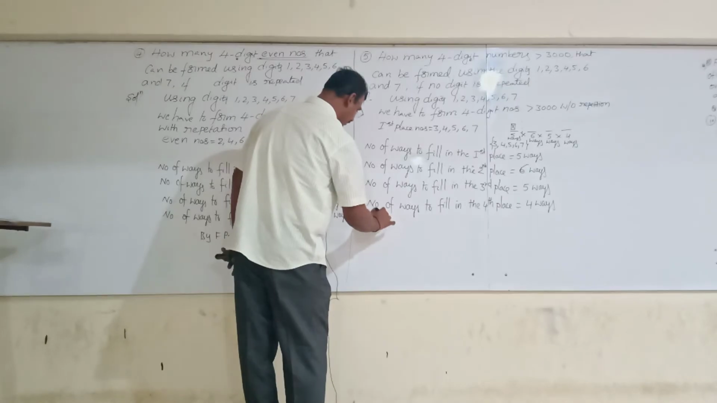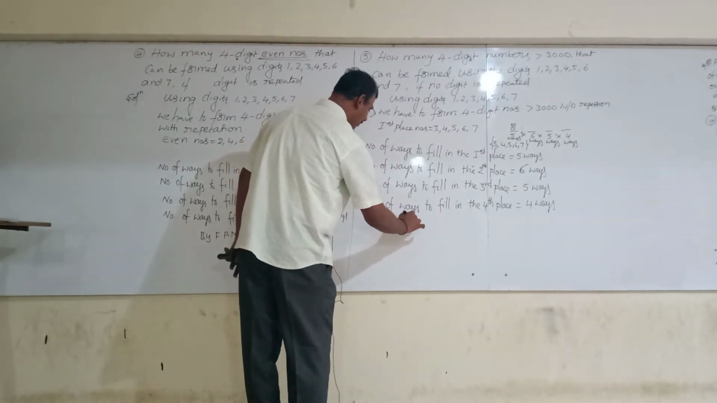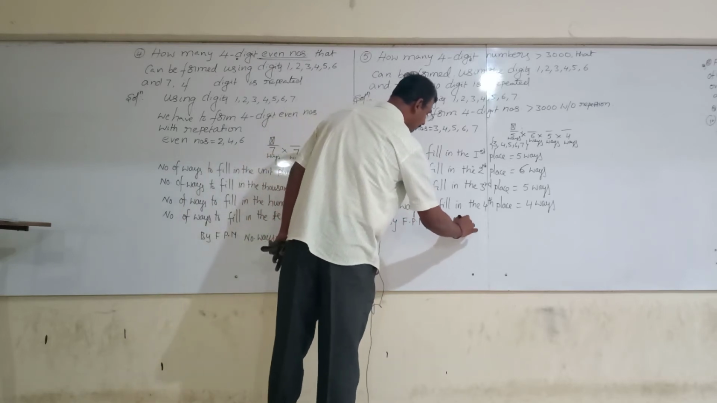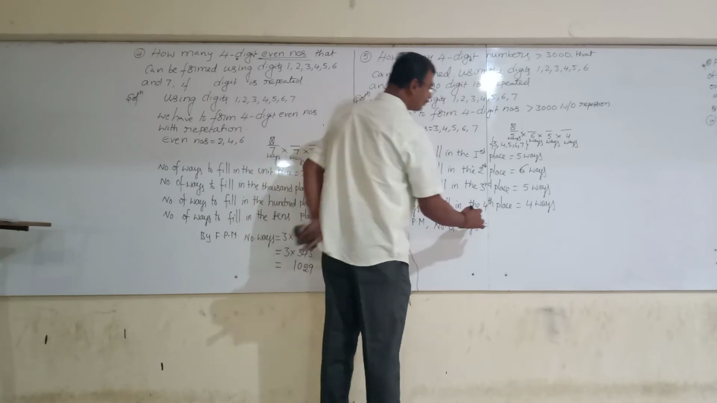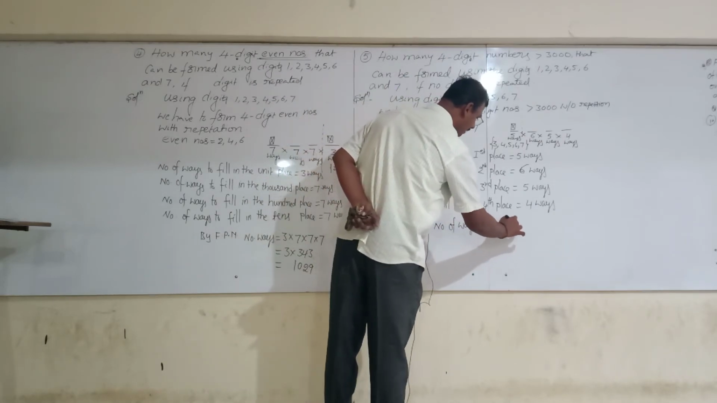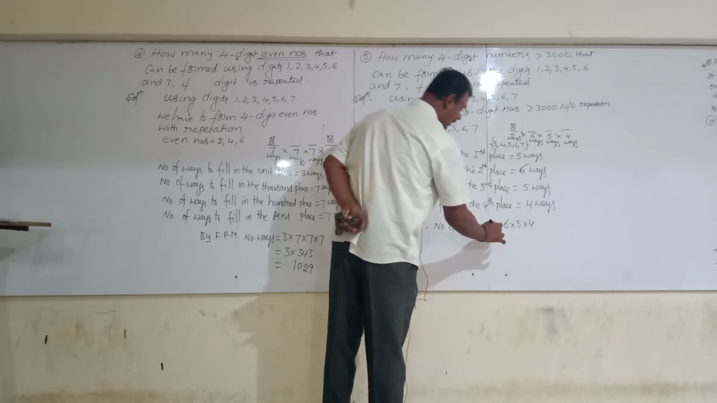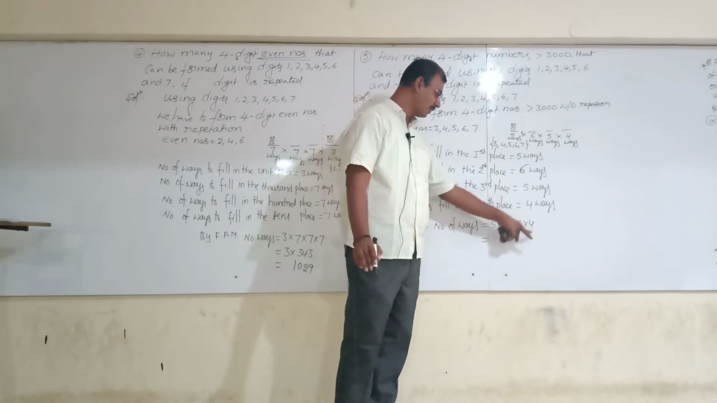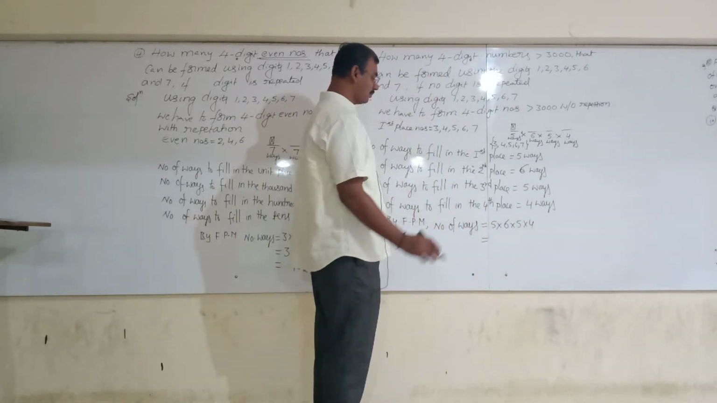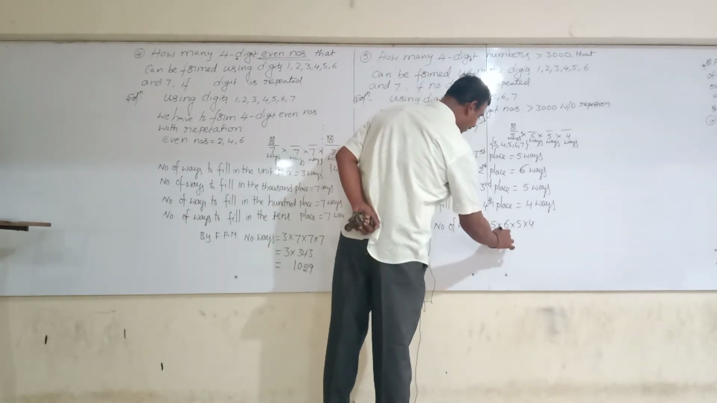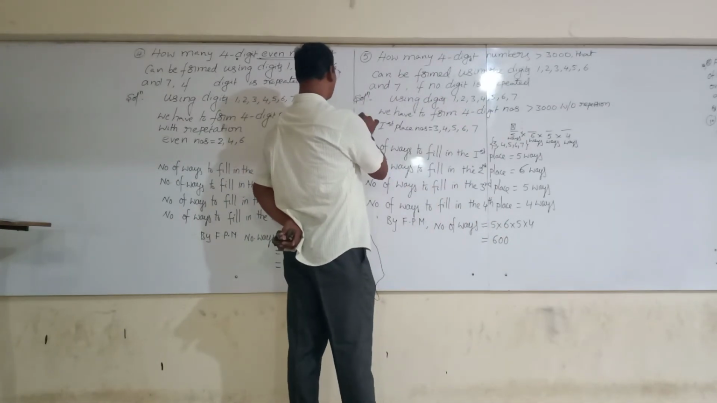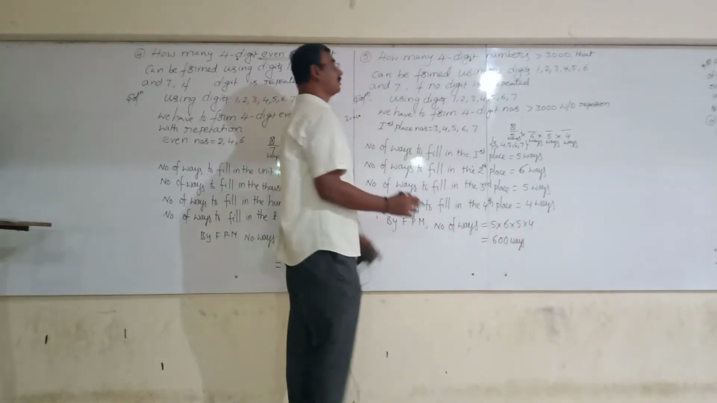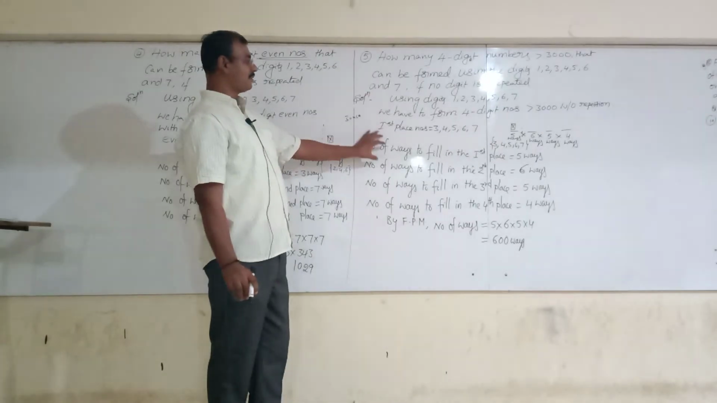So, by the fundamental principle of multiplication, total number of ways equals 5 into 6 into 5 into 4. 5 into 6 is 30, 5 into 4 is 20, 30 into 20 is 600. Correct? So how many 4-digit numbers more than 3000? 600 ways we have to fill here.